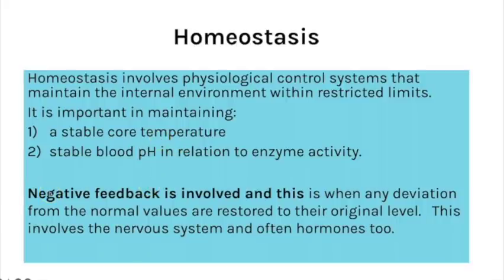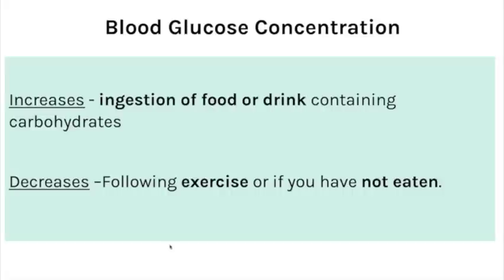Homeostasis involves negative feedback. This is when any deviation from the normal values, so if it goes too high or too low, there are mechanisms put in place to bring the conditions back to their original level. It involves the nervous system and often hormones as well. Two key examples you need to know are blood glucose concentration and water potential. So we'll start with the blood glucose.